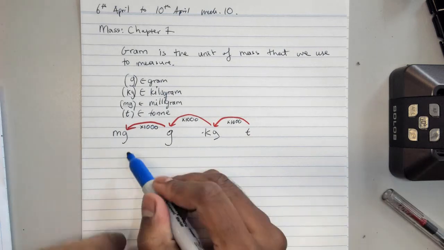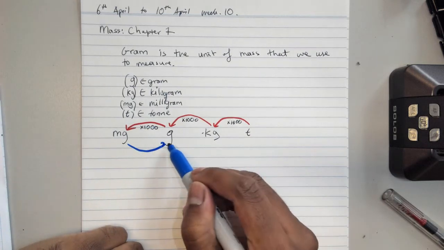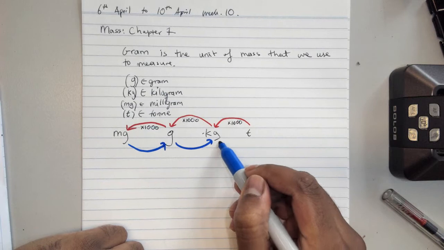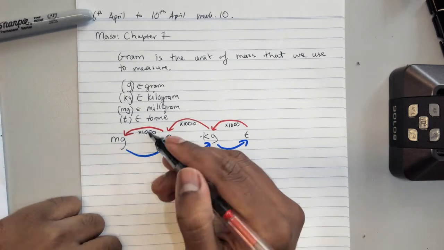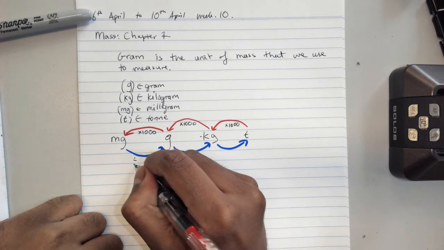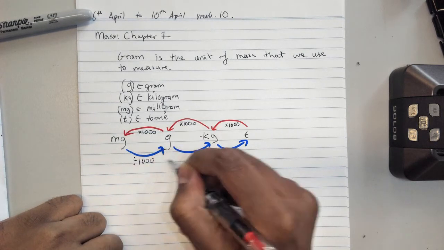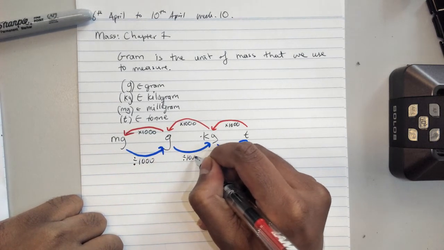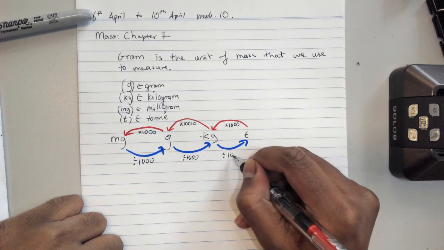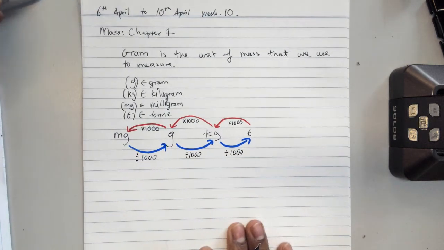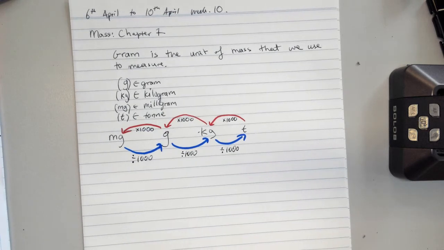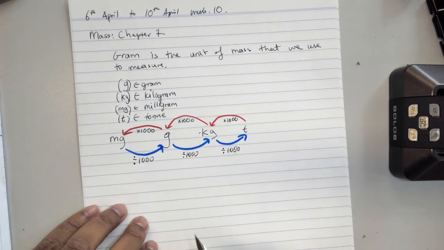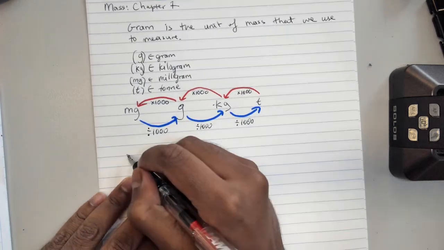So when we work backwards, we do the exact same number except for one very small thing, right? And that's, we change the multiply to a divide. Just like that. Okay? So let's do some examples.